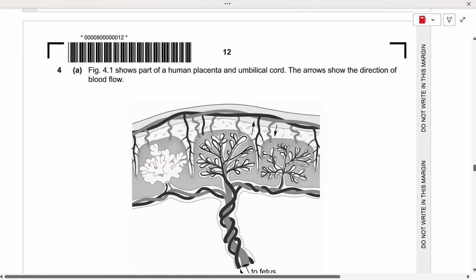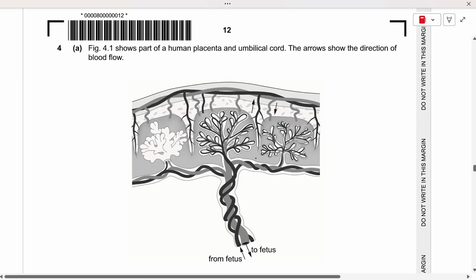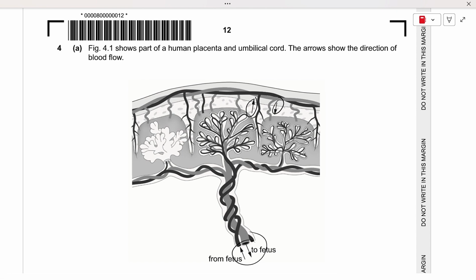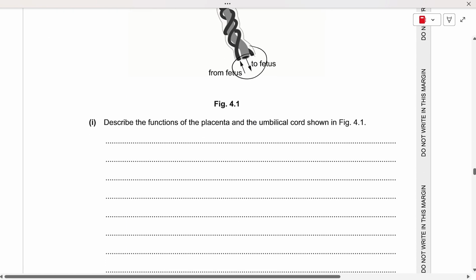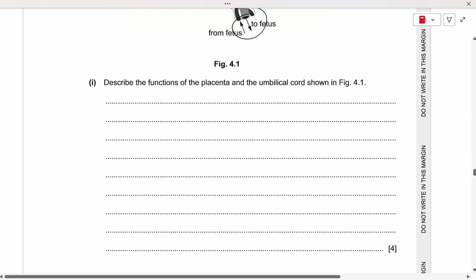It says here, figure 4.1 shows part of the human placenta and umbilical cord. The arrows show the direction of blood flow. So we can see the arrows. For example, we have these ones here, and the other ones down here. Describe the functions of the placenta and umbilical cord shown in figure 4.1.